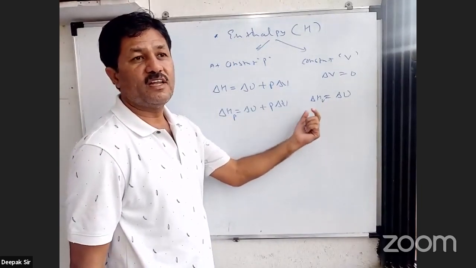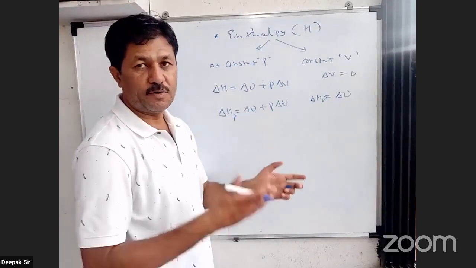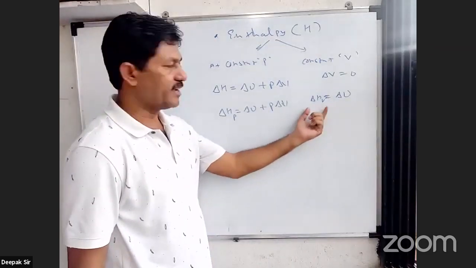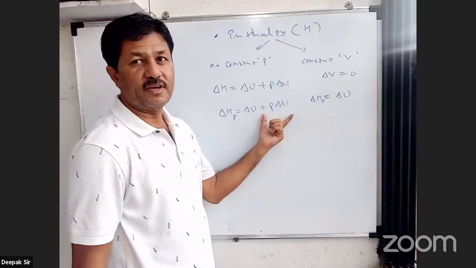Now, which has the larger value? Which has the smaller value? We have to compare. Which is larger and smaller? Either this is larger or this is larger. क्या करें? यहाँ पे तो plus P delta V, isn't it?